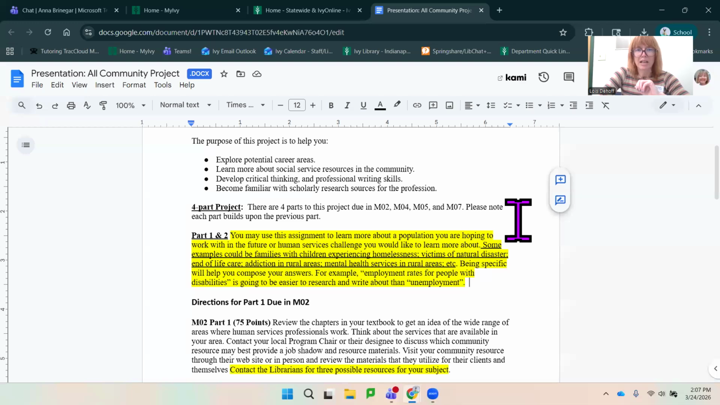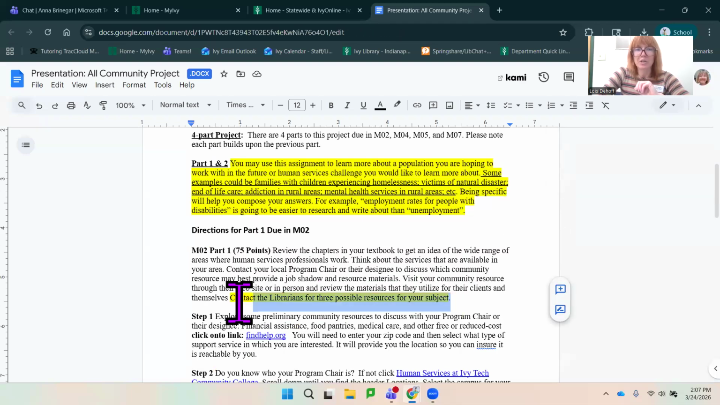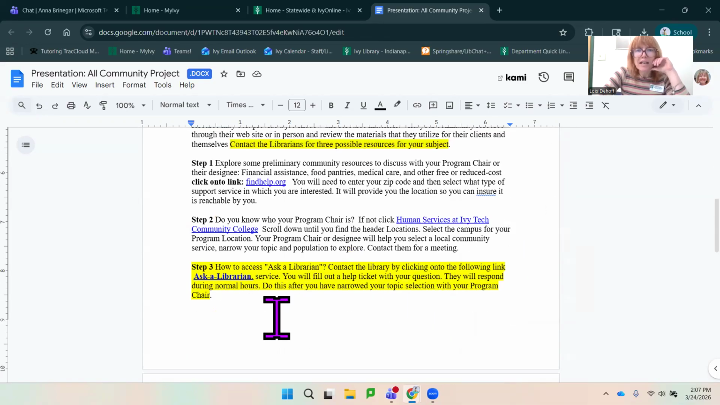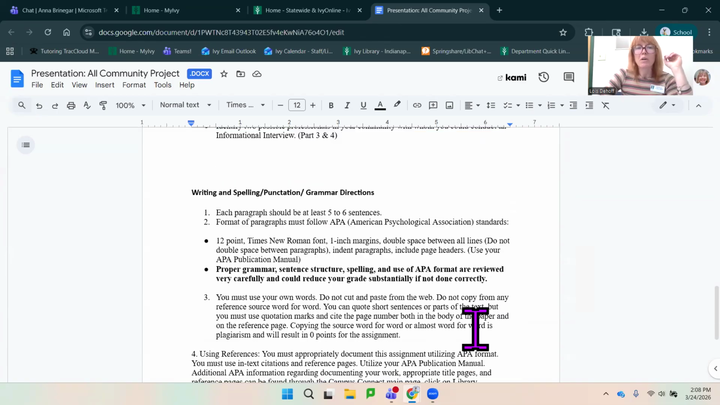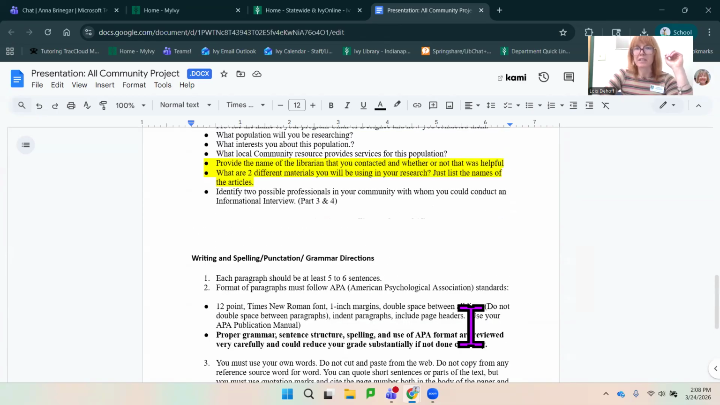That's one part. It also states that you are to connect with your librarians for sources for your subject. It goes down a little further to talk about Ask a Librarian, which is one of the ways they recommend you reach out to us. And further down, it says to provide the name of the librarian that you contacted and whether it was helpful or not, and different materials. Great. We're going to cover all of that today and a little more.